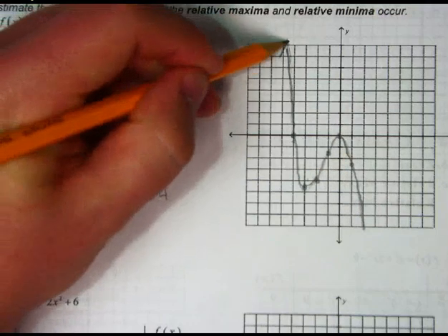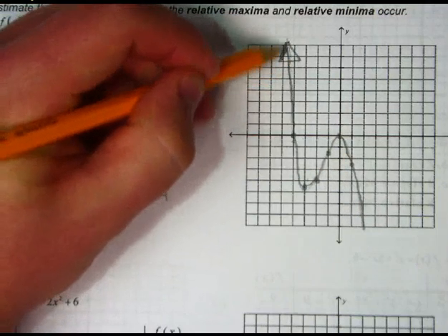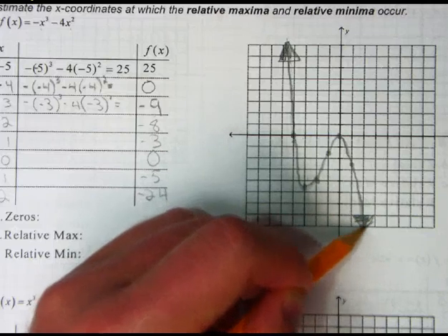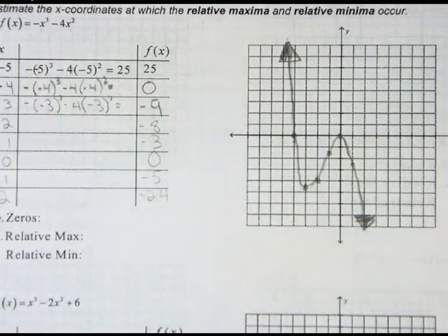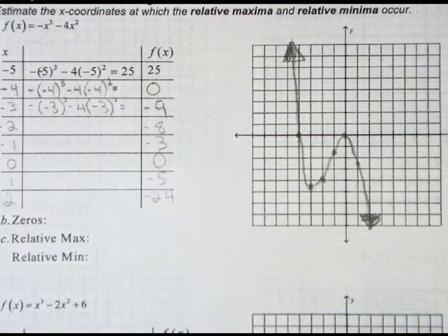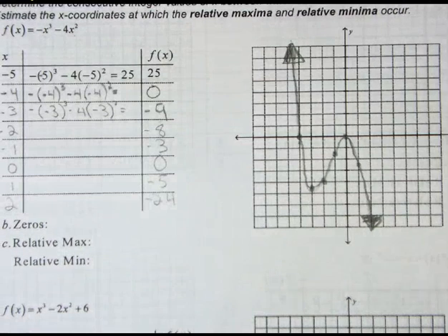Now, is this consistent with what an odd degree function looks like? Yeah, because one side's going up, one side's going down. So you can use a lot of indicators as you're doing this to say, well, this makes sense because, or this doesn't make sense because.